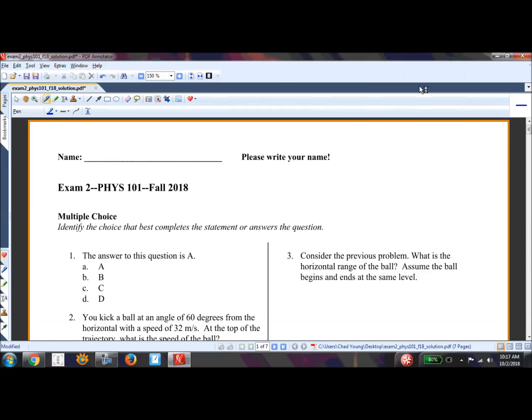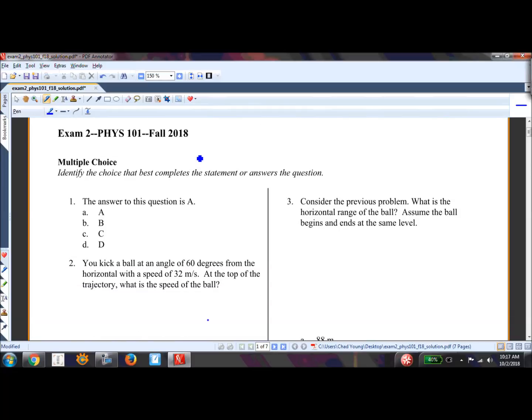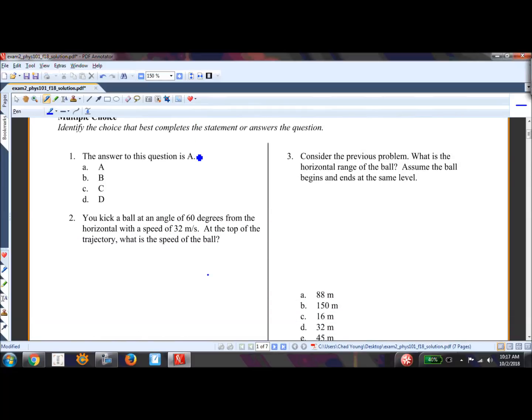Okay, this is exam 2 for Physics 101, fall 2018. Just remember, I want you to always write your name up here because I hand these back and they're very important for you to study for your final exam. On this question, you're supposed to answer A or B or C or whatever you had.